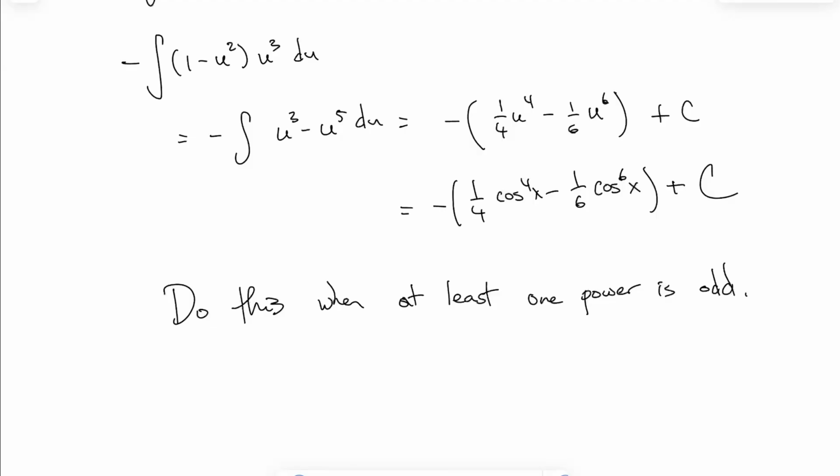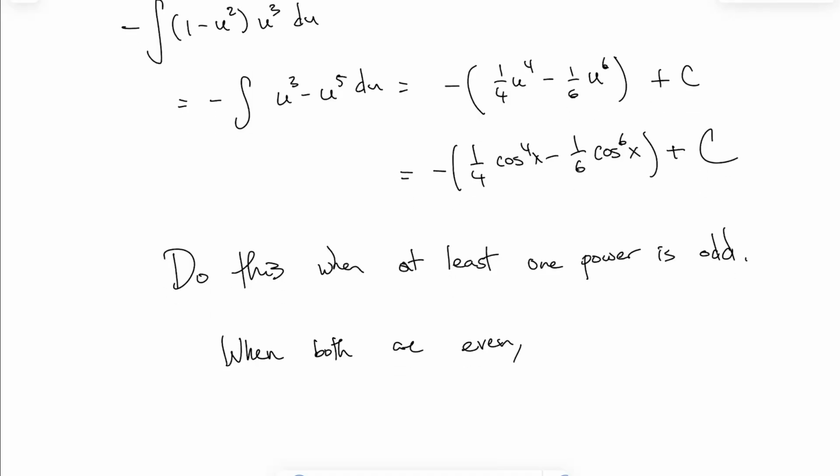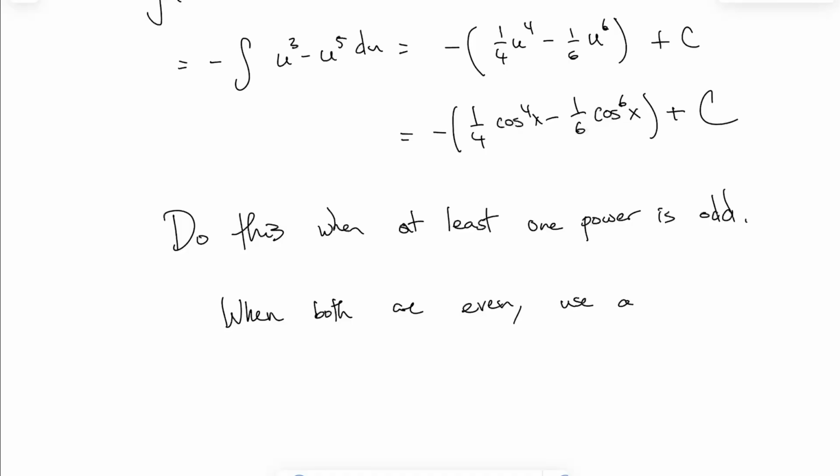Because if they're both even, when you save one, the stuff that is left over has an odd power, but the stuff that you're going to have to re-express that one in terms of the other variable. So when both are even, use a different trick. And do you mind a cliffhanger? This is what we're going to talk about next time. So you'll be in suspense all weekend. When both are even, it's a different trick, and the different trick is based on the other formulas that are at the beginning, cosine of 2x, those things.